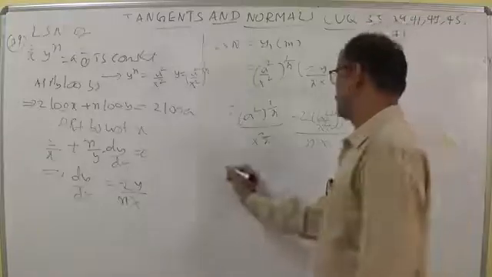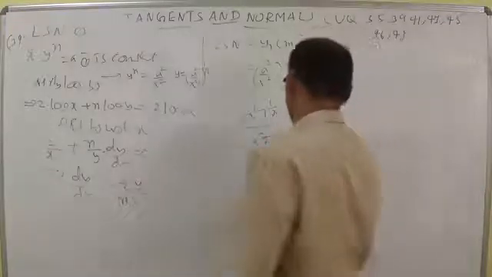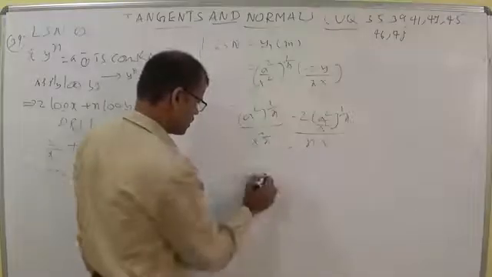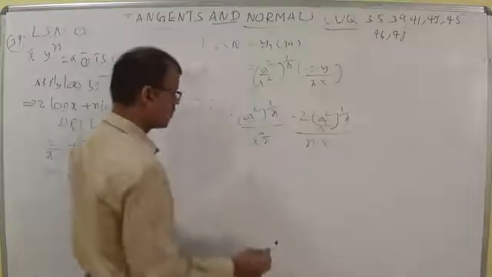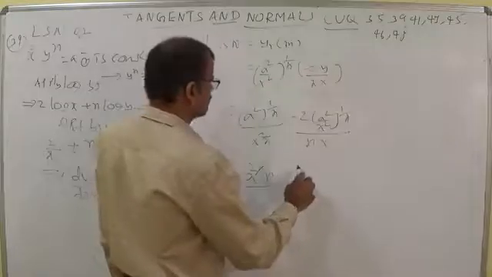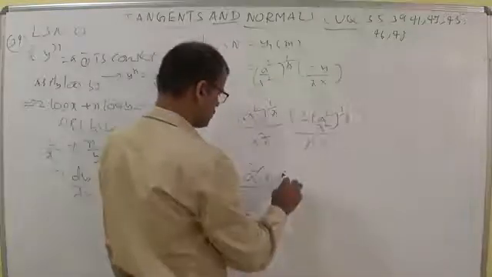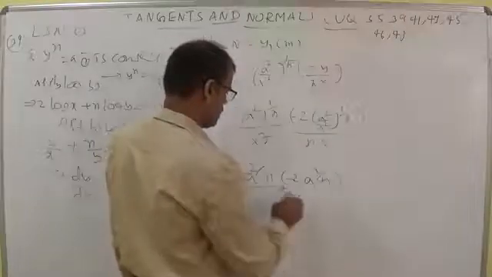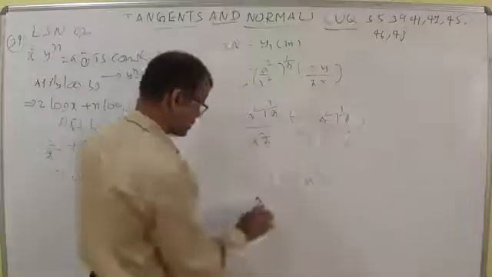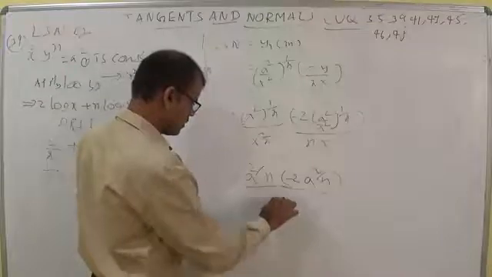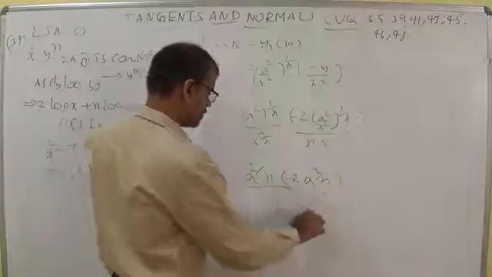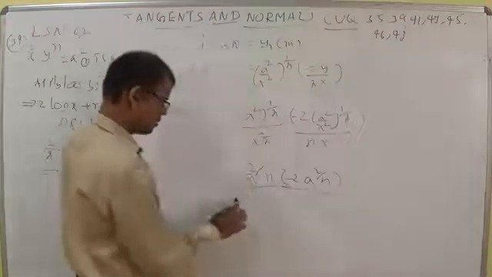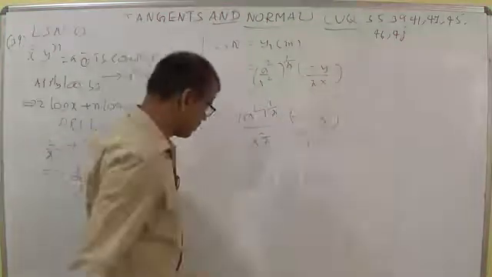Now x square a square whole power 1 by n you can write as a power 2 by n, a power 2 by n into this one minus 2 into a power 2 by n whole by this is x power 2 by n into another x power 2 by n is there into another x is there into n you write here. This is for x power 2 by n.